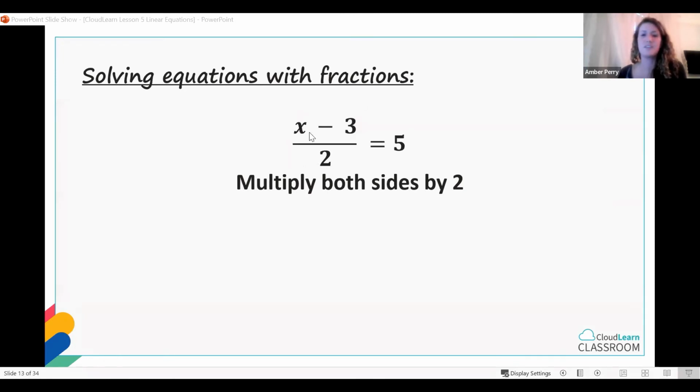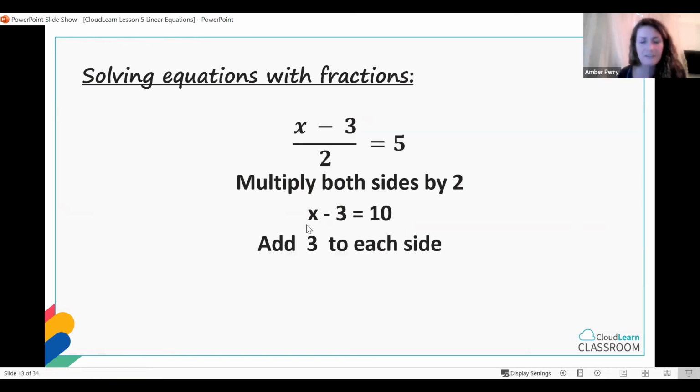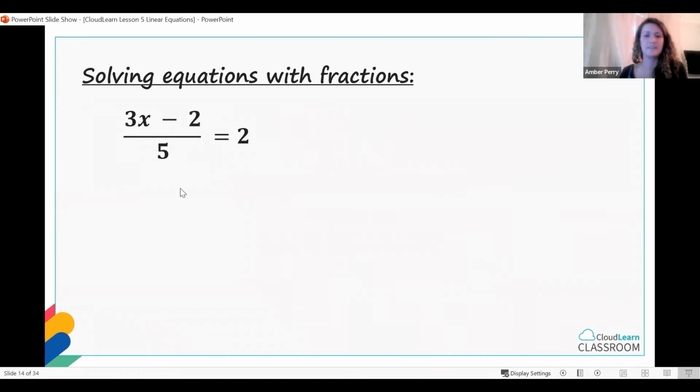And so because the whole thing has been divided by something, we're going to start by multiplying it up, okay? So to get rid of that divided by 2, to get rid of that fraction, we are going to times both sides by the 2. So if we times both sides by 2 here, we're left with x minus 3 on this side, and we're left with 5 times 2, which is 10 on this side. And then if we finish that by adding 3 to both sides, we get x equals 13. Okay, so we'll just do a couple more like that.